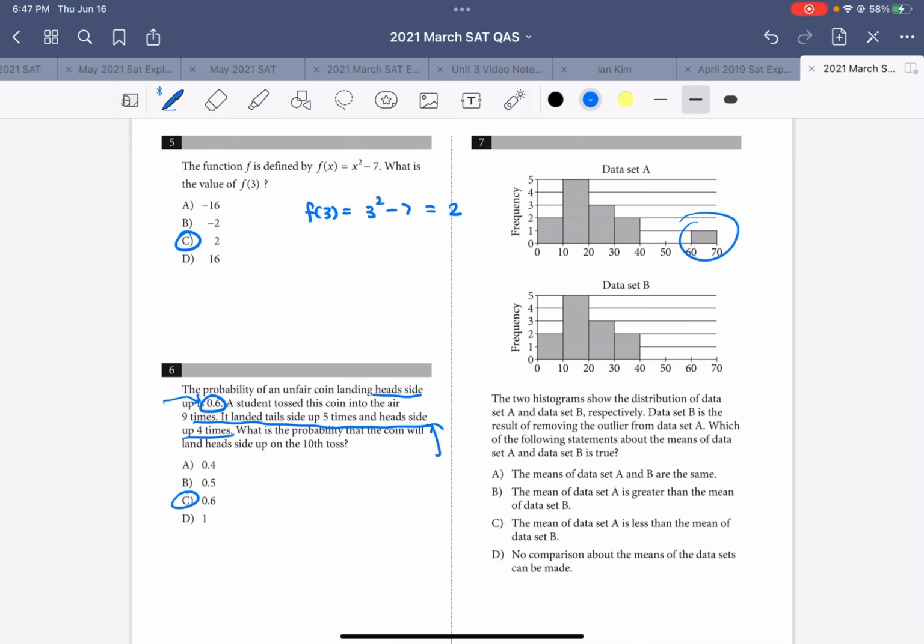So which of the following statements about the means of data set A and data set B is true? Means, so if you remove this one, before you remove it, this is between 60 and 70. So the mean for data set A is much bigger than after you remove this one, right? Because you remove the outlier, which is a higher value. So if you look at the answer choices, B: the mean of data set A is greater than the mean of data set B, because in data set B you removed that outlier, which is a lot bigger than the mean. Okay.